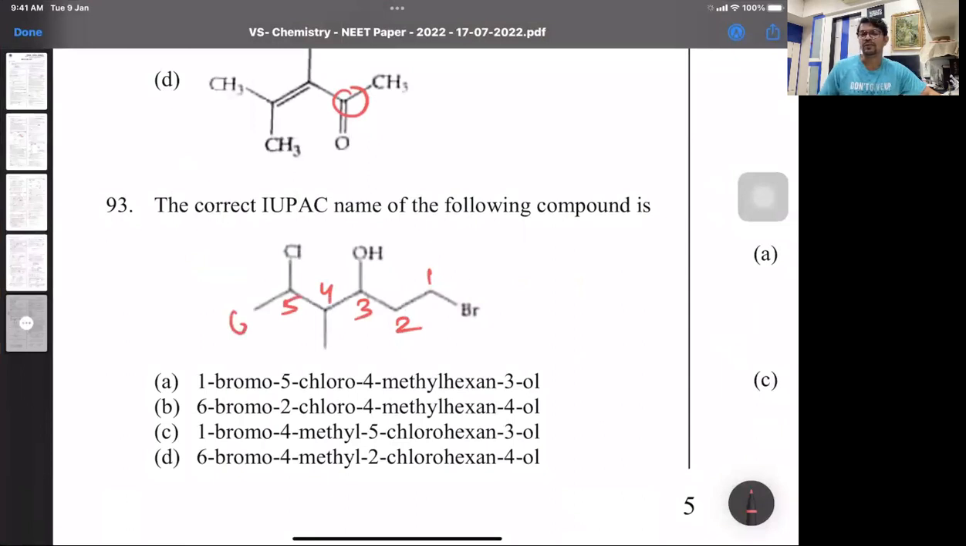So first we will have alphabetically 1-bromo, 5-chloro. Now 1-bromo, 5-chloro is only one option. That's option A: 1-bromo, 5-chloro, 4-methyl. That is this compound, 4-methyl hexan-3-ol. So 93 is A.